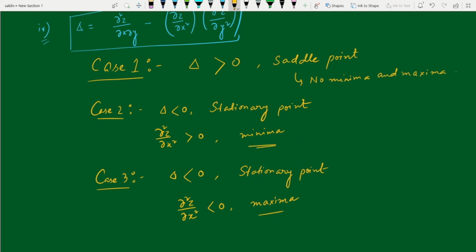In this way we can find the maxima and minima of a function with two variables. That is all about the maxima and minima.